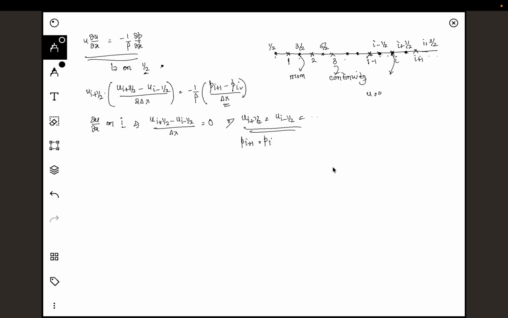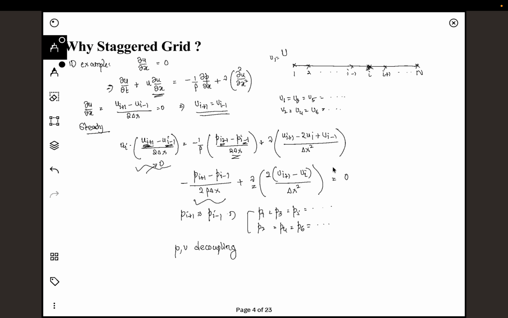This was not possible before because when we wrote the equations previously, we were having P1 equal to P3 equal to, so the values at the alternate coordinates are being equal to each other. Similarly, all the even will be equal to each other and all the odd will be equal to each other, and there is no relation between these even and odd quantities. That was the problem before, and that is what we call the decoupling.